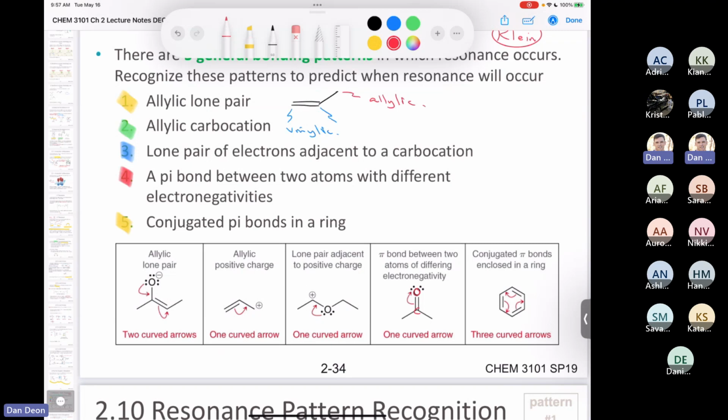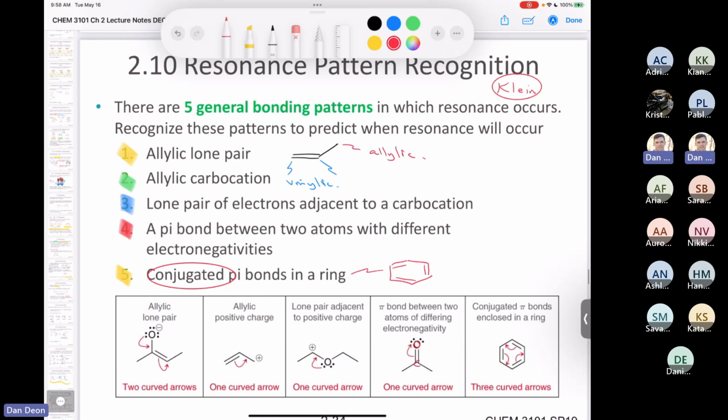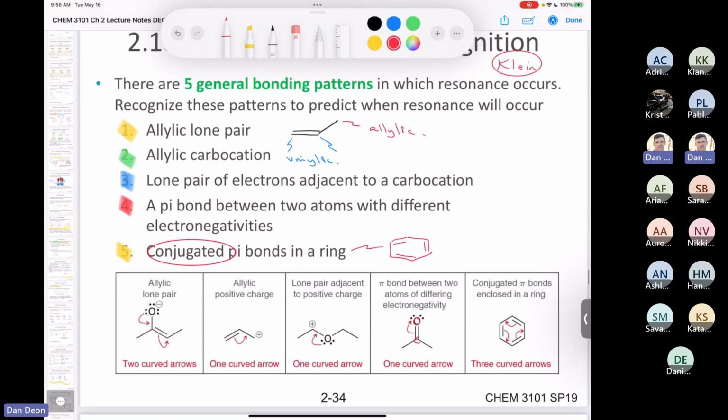So remember, I told you that conjugated means you have double, single, double, single, double, single alternating. So like in the aromatic ring, right? It goes double bond, single bond, double bond, single bond, double bond, single bond, so on and so forth. And so in that case, you can draw resonance structures for those as well. So those are the 5 general bonding patterns that we find when we have resonance.